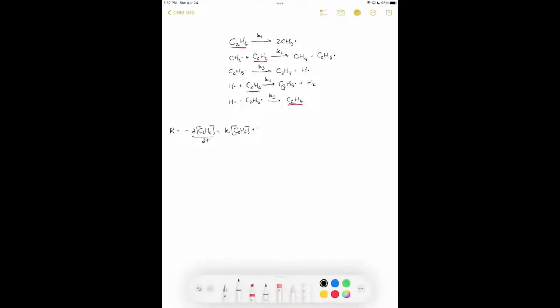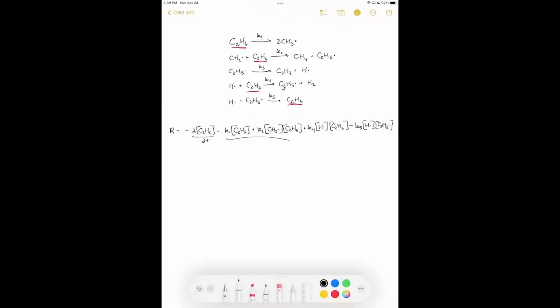It's also consumed based on the rate k2 times the concentration of methyl radical times C2H6. It's also consumed based on the rate k4 times the concentration of hydrogen atoms times C2H6. And then it is also produced based on reaction 5, and here we have minus k5 times hydrogen atom times C2H5.